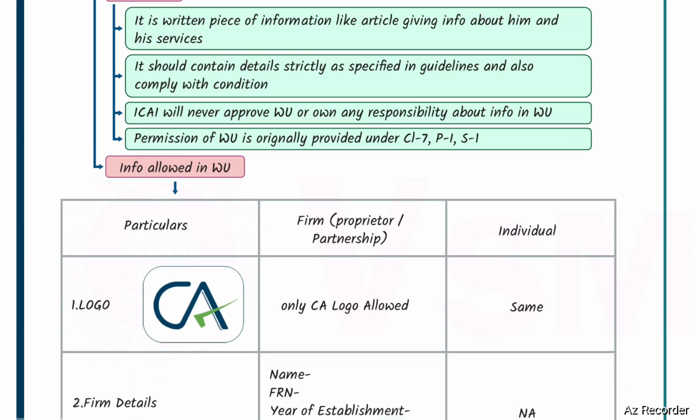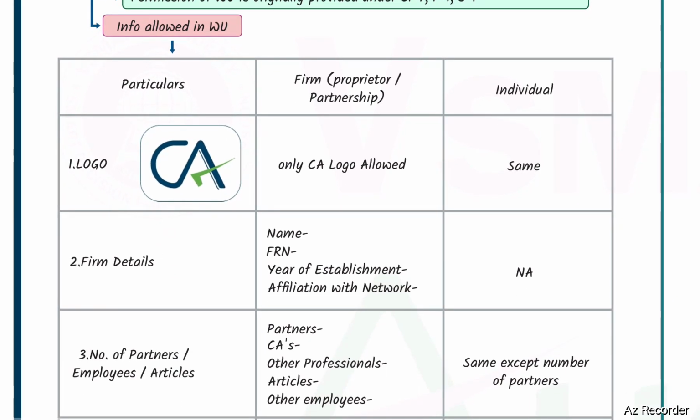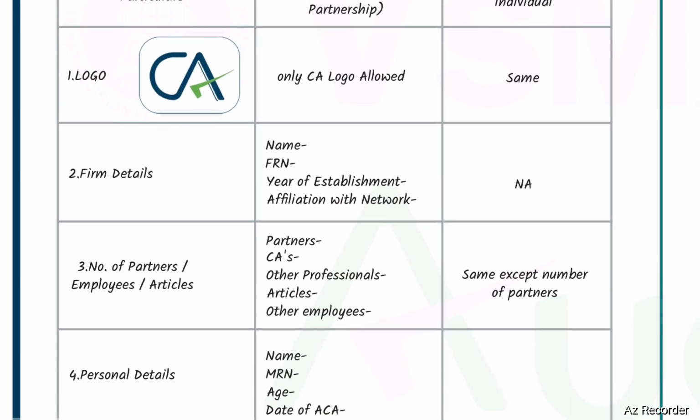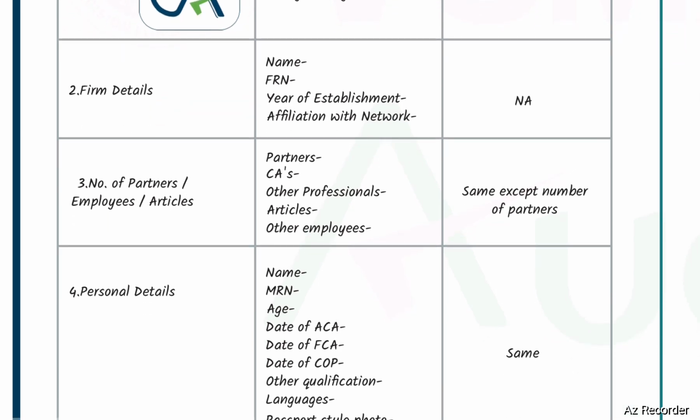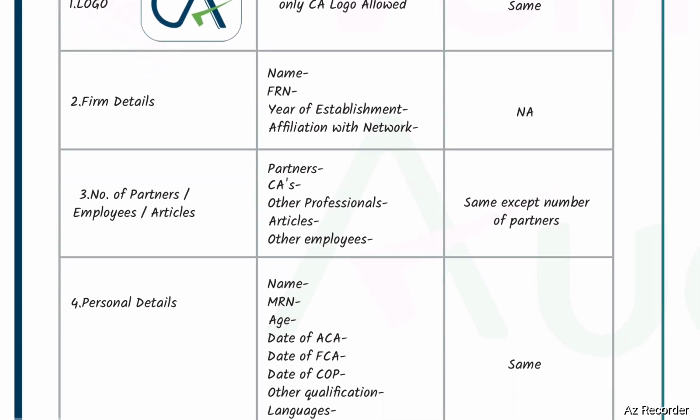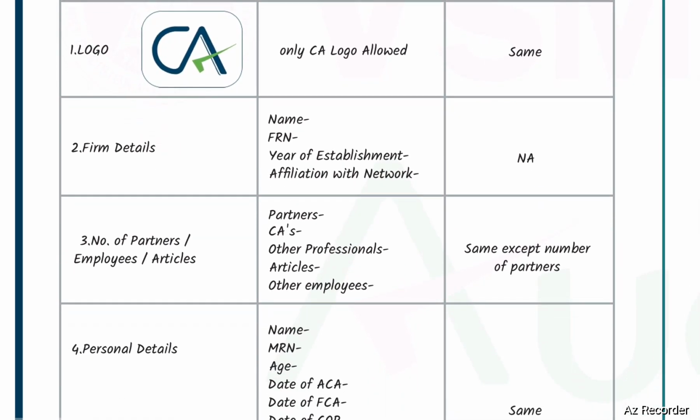Information allowed in write up. Logo: in case of a firm, that is a proprietor or partnership firm, and for an individual, only the ICAI logo, the CA logo, is allowed. Firm details: name, FRN, year of establishment, affiliation with network is allowed. In case of an individual, it is not allowed. Number of partners or employees or articles, partner details, CA details, other professional details, articles or other employees details: all details are allowed for the firm. Same details except partner details are allowed for individuals.